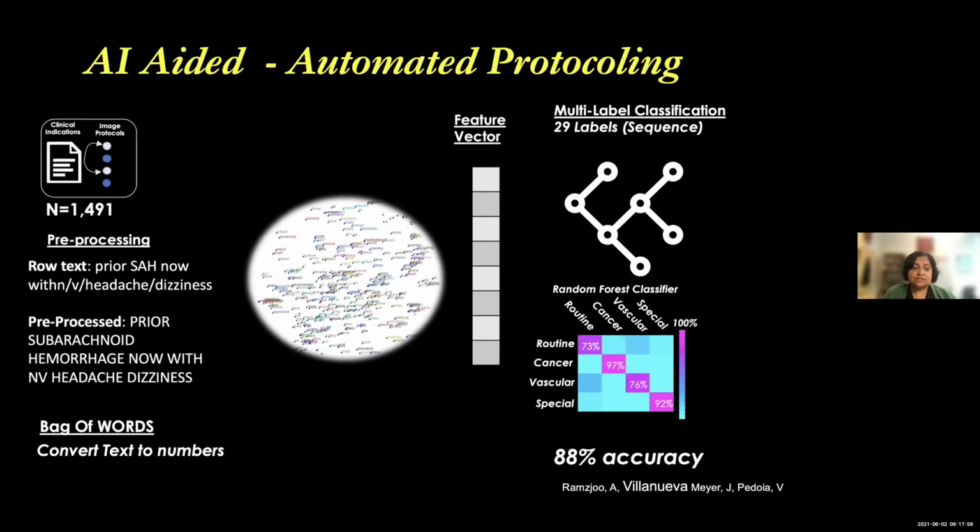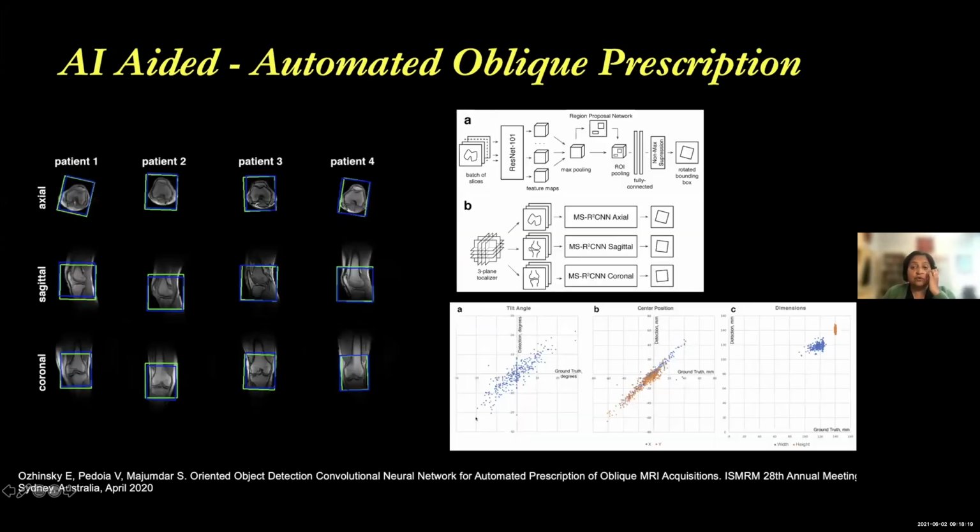And this automated system uses natural language processing, converts the text to numbers using a bag of words, and basically does multi-label classification of the feature vector. And for the brain, we have about 88% accuracy. We will be assessing this for the knee. So this is an amazing application which improves the workflow.